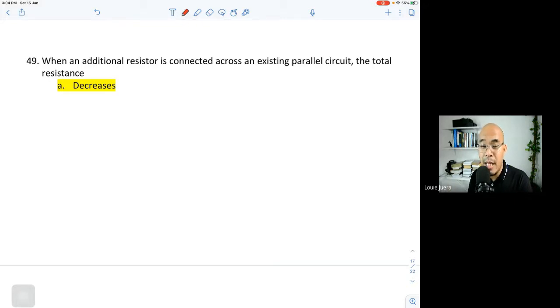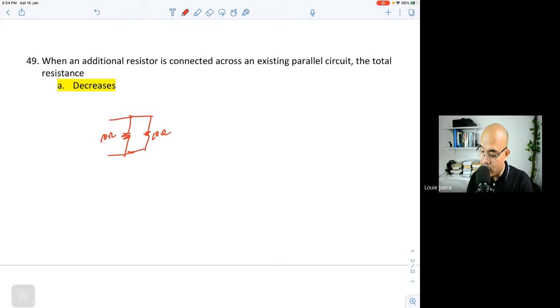The lower the value. What do you mean by that? Okay, so let's assume a value here. Let's have 10 ohms here, and then we have here 10 ohms. So that is two resistors.